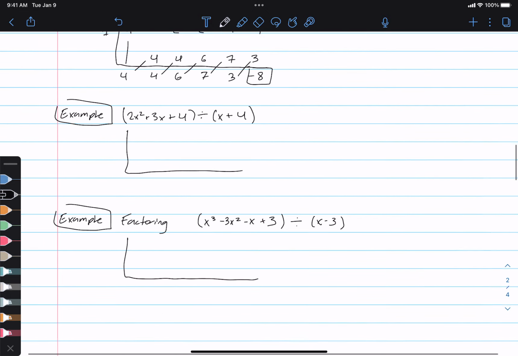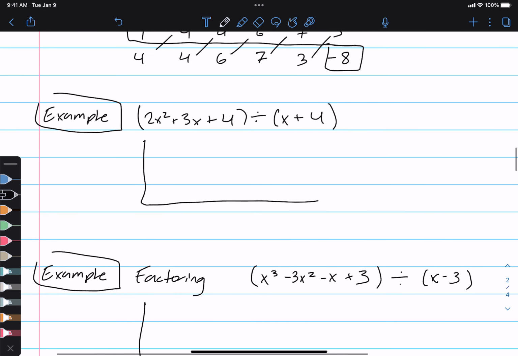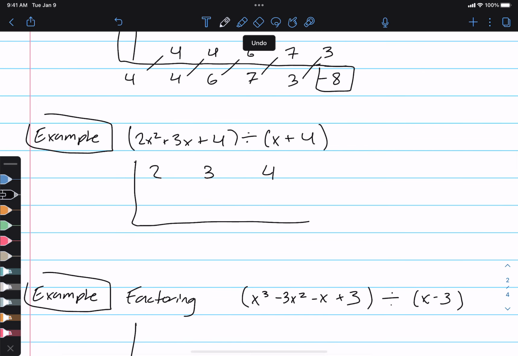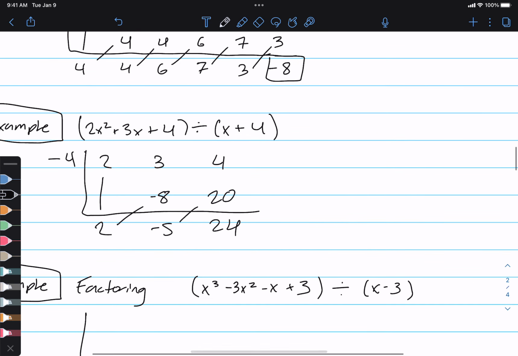So we're going to do 2 more examples. So 2x squared plus 3x plus 4 divided by x plus 4. So 2, 3, 4. And then the value that makes our divisor here 0 is negative 4, right? So we're going to bring down the 2. And then we're going to multiply by negative 4. So that's negative 8. 3 minus 8, that's negative 5. We're going to multiply that again by negative 4 to get positive 20. And we get 24. So our result here is 2x minus 5 plus 24 divided by x plus 4.